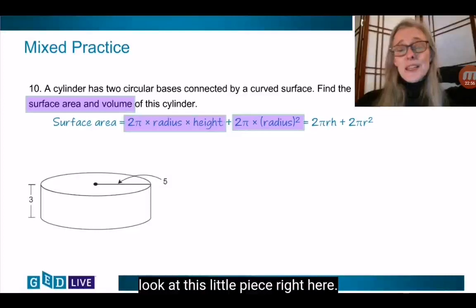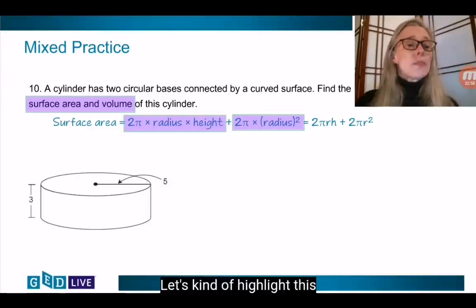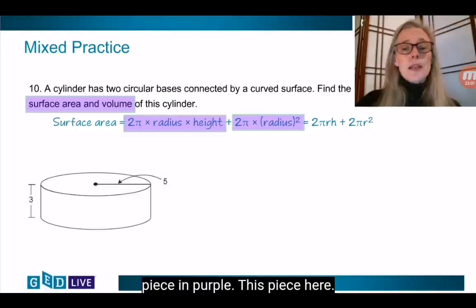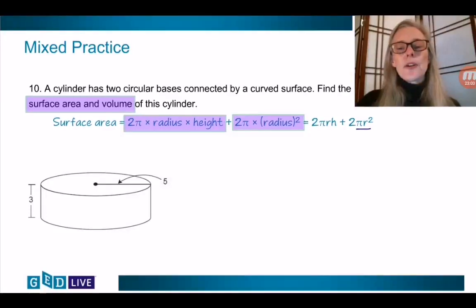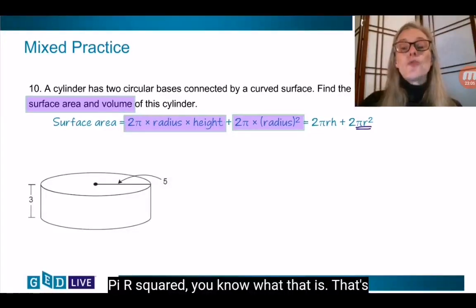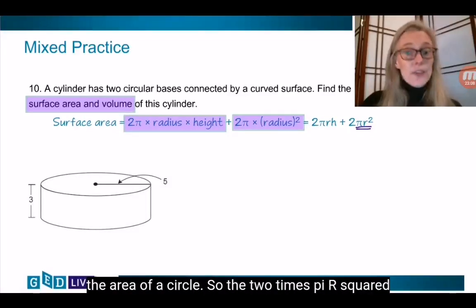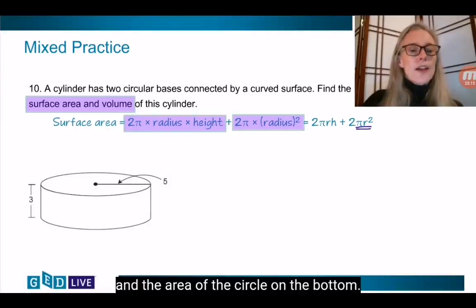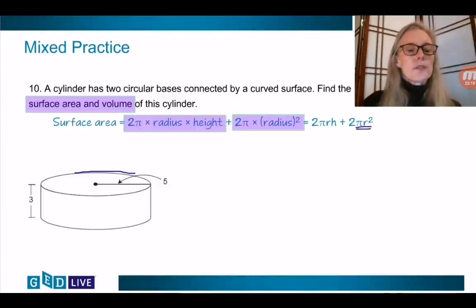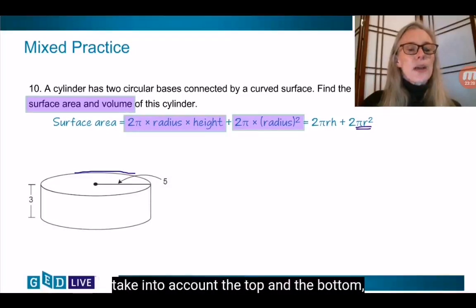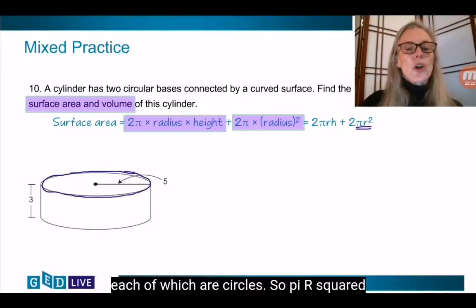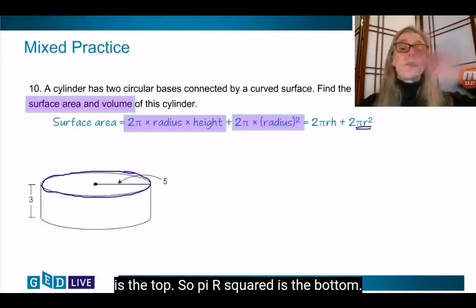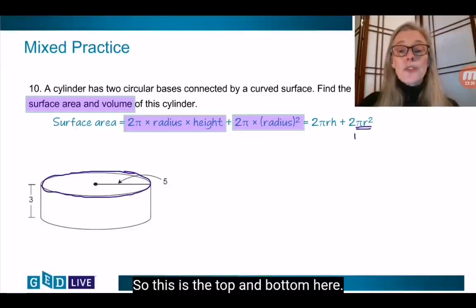So if you look at this little piece right here, let's kind of highlight this piece in purple. This piece here, pi r squared. You know what that is. That's the area of a circle. So the 2 times pi r squared is the area of the circle on the top and the area of the circle on the bottom. Right? So if we're looking at surface area, we need to take into account the top and the bottom, each of which are circles. So pi r squared is the top, pi r squared is the bottom, so this is the top and bottom here.